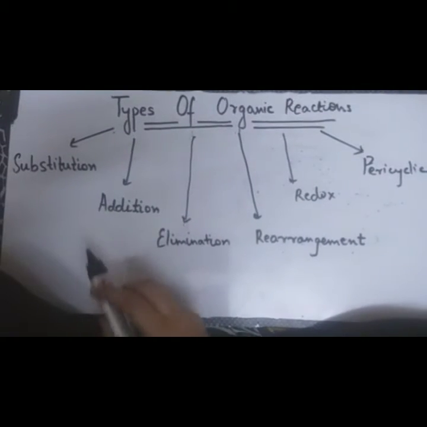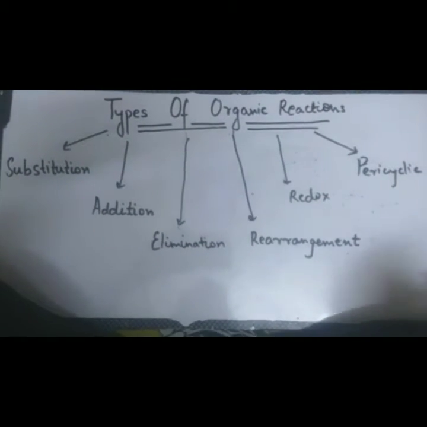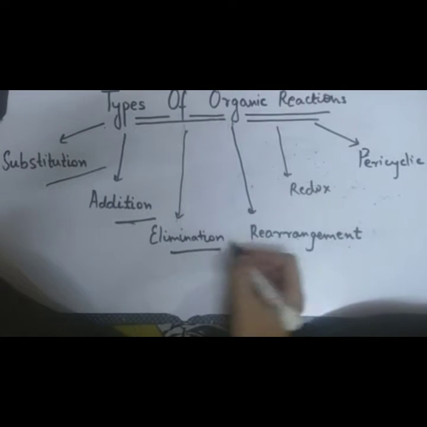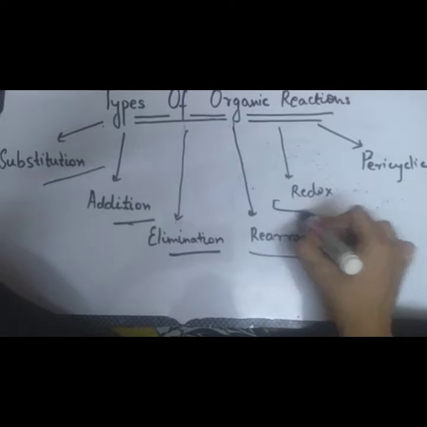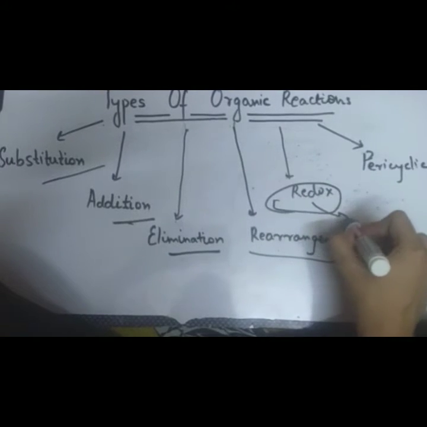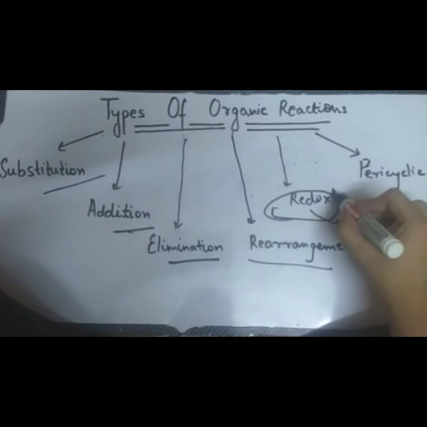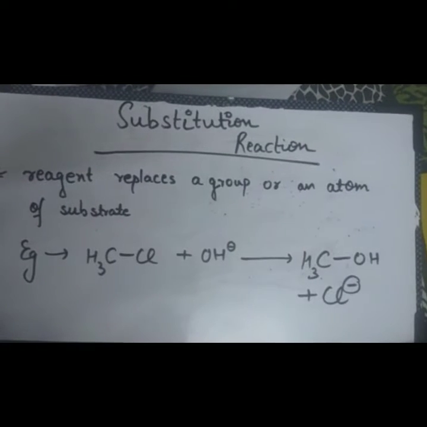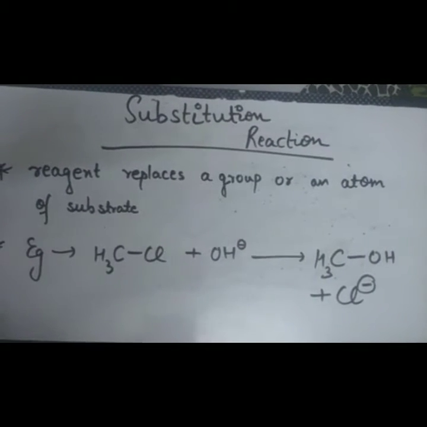So there are mainly 6 types of organic reactions: substitution, addition, elimination reaction, rearrangement, redox, that includes both reduction and oxidation, and pericyclic reactions. So first of all we will discuss about substitution reaction.